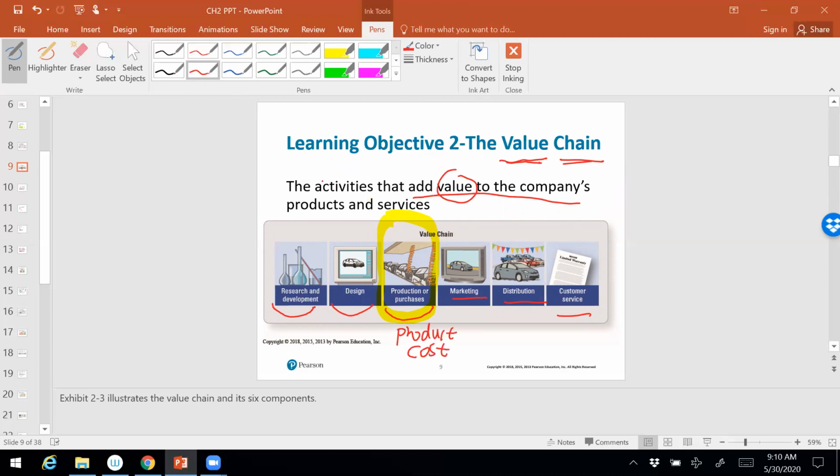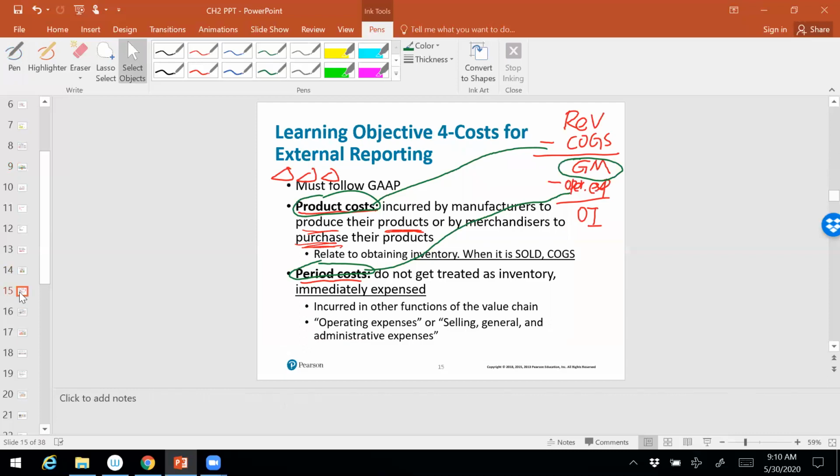All the other functions, R&D, design, marketing, distribution, customer service, will be our period cost. You can see how we connect everything together, right? So let's go back to our period cost and product cost, and finish our PowerPoint.